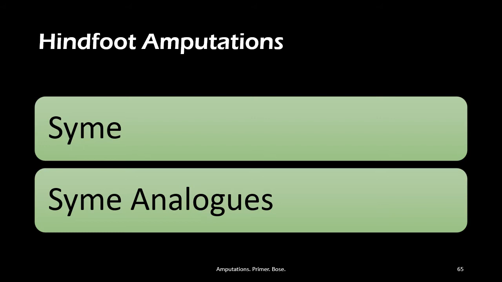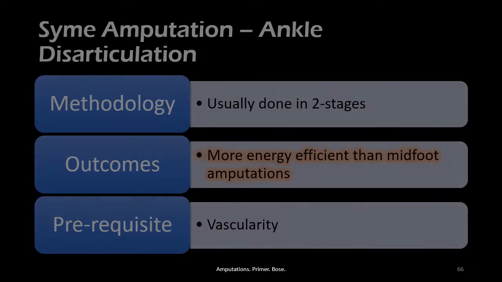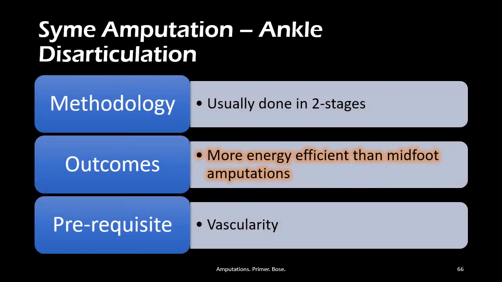Because Syme's amputation remains a landmark surgery, even after the analogs became available, it is important to do a quick review of the same. We will also review the Syme analogs, the Pirogoff, the modified Pirogoff, and the Boyd surgeries. Syme's amputation is usually performed in two stages. The talus is sacrificed, but the heel fat pad is preserved. This is a rather important step in the Syme's amputation.